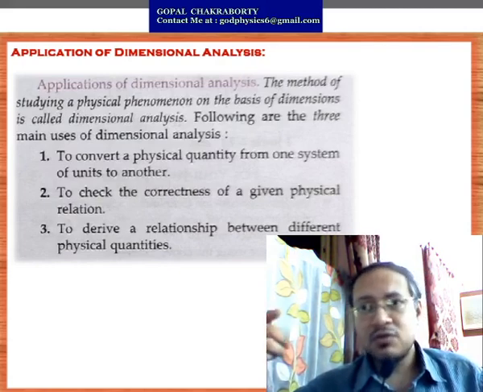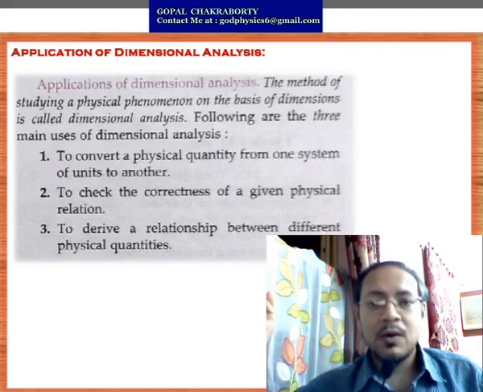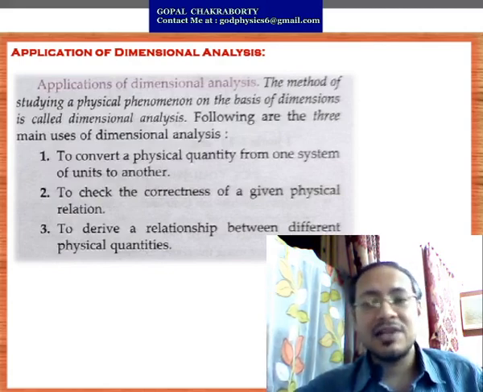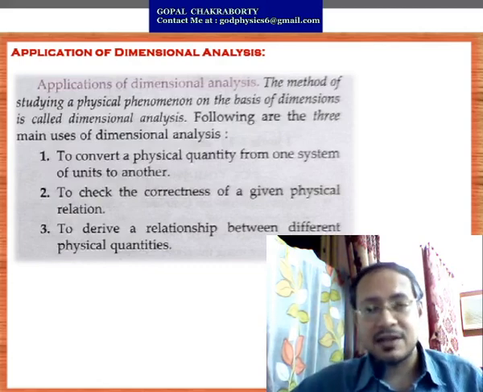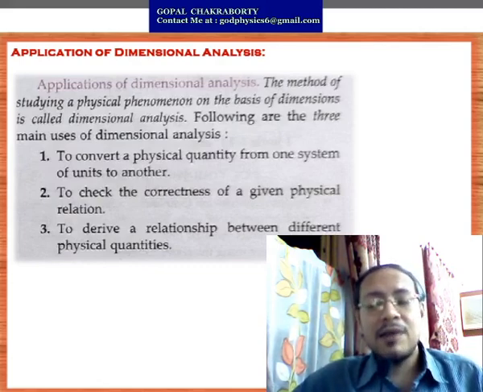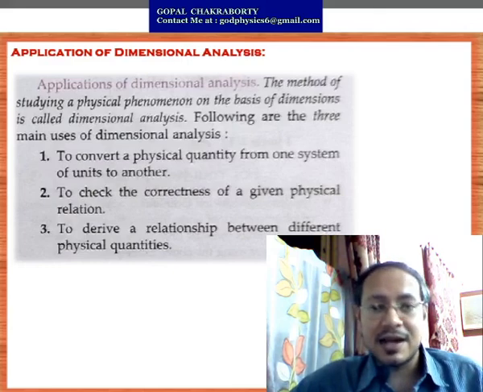Second one, to check the correctness of a given physical relation. A relation may be given to you, any physical relation between physical quantities, and you have to check whether that equation is correct or not by dimensional analysis. So this is the second application of dimensional analysis.